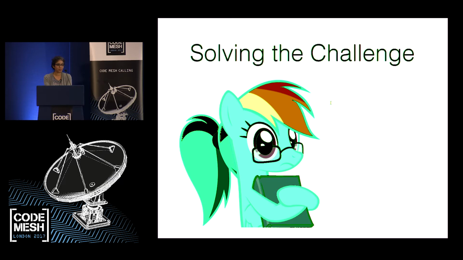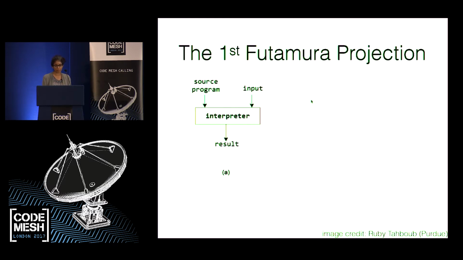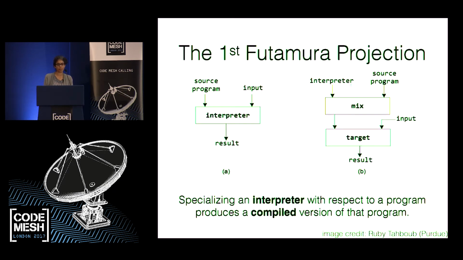All right, so how are we going to solve the challenge? Well, if we look back at the literature, there's a lot of work on partial evaluation and turning interpreters into compilers. So that's the first step. And how do these things work? Well, the first Futamura projection says that if you have an interpreter that takes a source program and some input to this program and you get a result, you can do it in two steps: first you specialize the interpreter with respect to the source program, and then you get a target where you can run the input and get the result. So in some sense, by doing this specialization step, you end up producing a compiled version of the program.